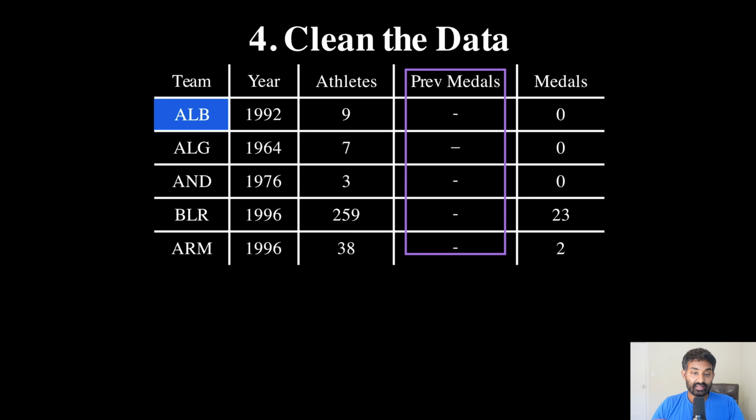So ALB is Albania, and Albania did not compete in the 1988 Olympics. So there's no value for previous medals because previous medals is how many medals Albania would have received in the 1988 Olympics. So for this first row, previous medals is missing. Same thing for the other rows. These countries did not compete in the prior Summer Olympics, therefore we don't have a value for previous medals. Most machine learning algorithms cannot work with missing data. So our fourth step is we're going to need to clean the data to handle those missing values.